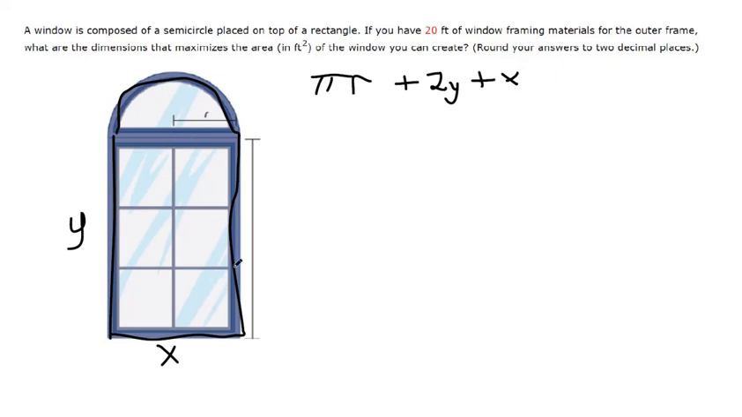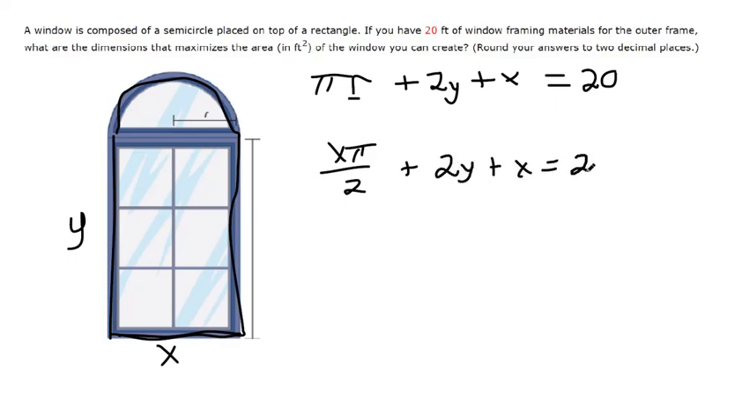Oh, actually, we can say something here. This should all equal 20. This is the outside framing. But we can say something about r in terms of x, so we don't have as many variables. r is just half of x, right? So this is pi x over 2, plus 2y plus x equals 20. So that's our perimeter.